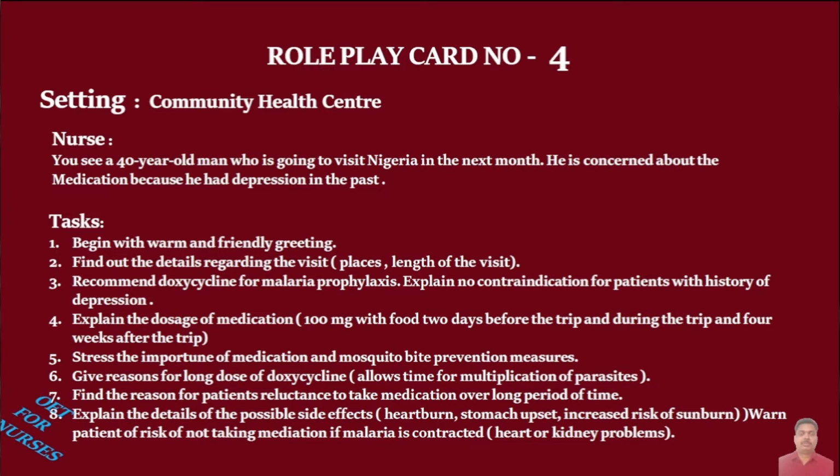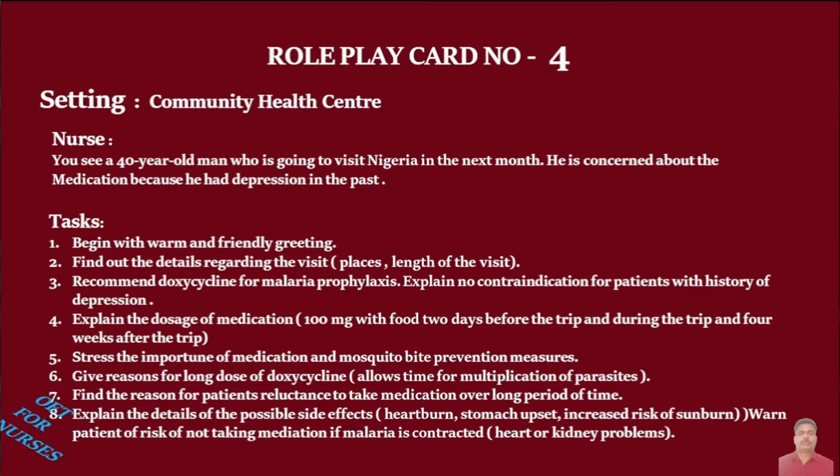First one says, begin with a warm and friendly greeting. Second one says, find out the details regarding the visit, that is, places and length of the visit. Third one says, recommend doxycycline for malaria prophylaxis. Explain no contraindications for patients with a history of depression.